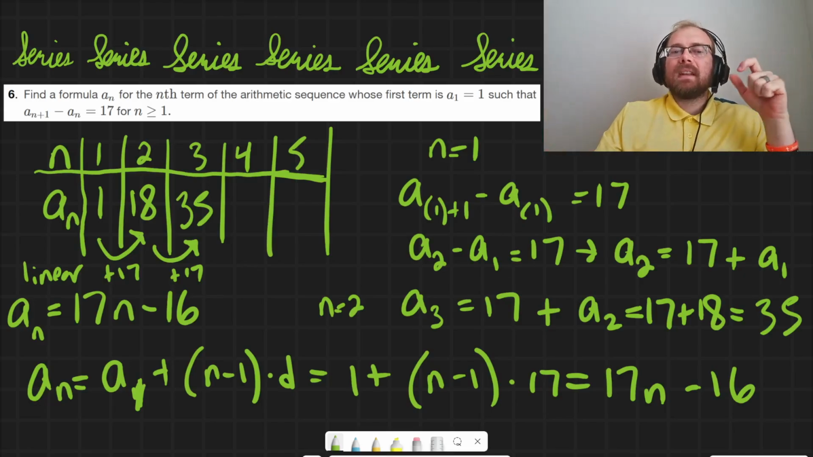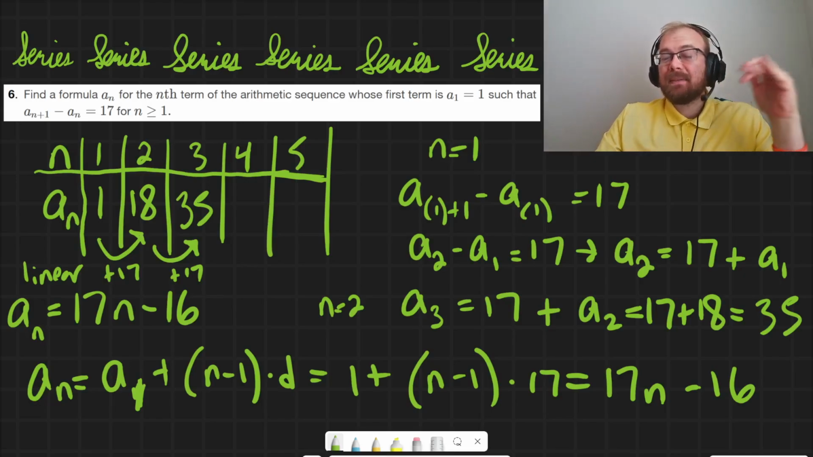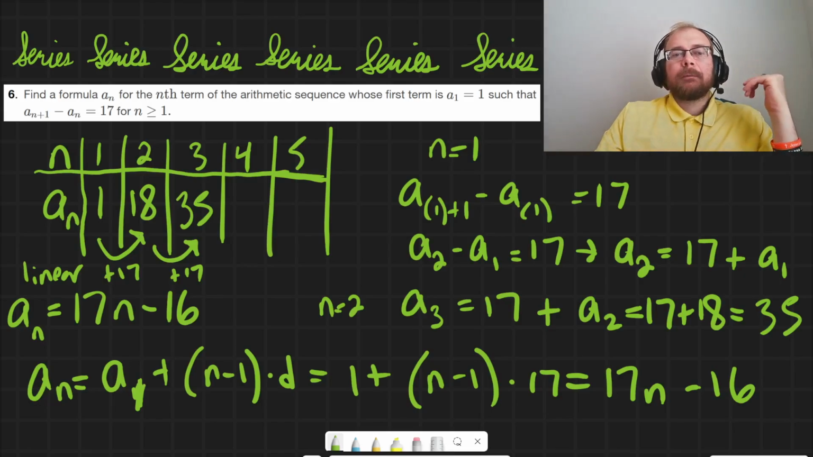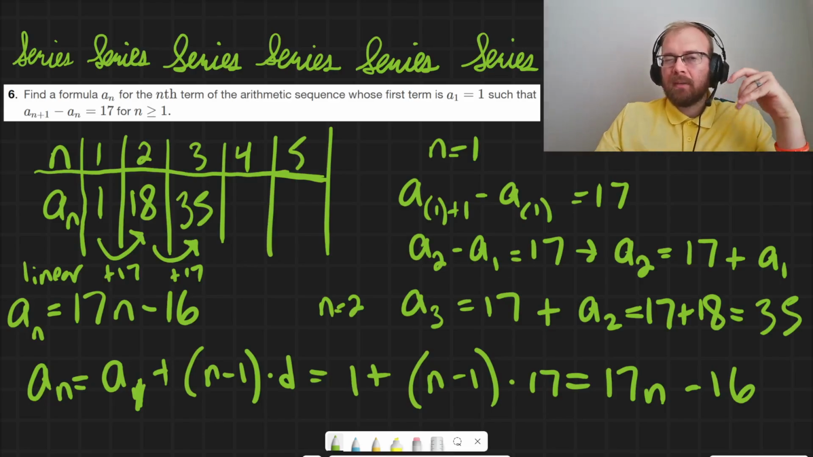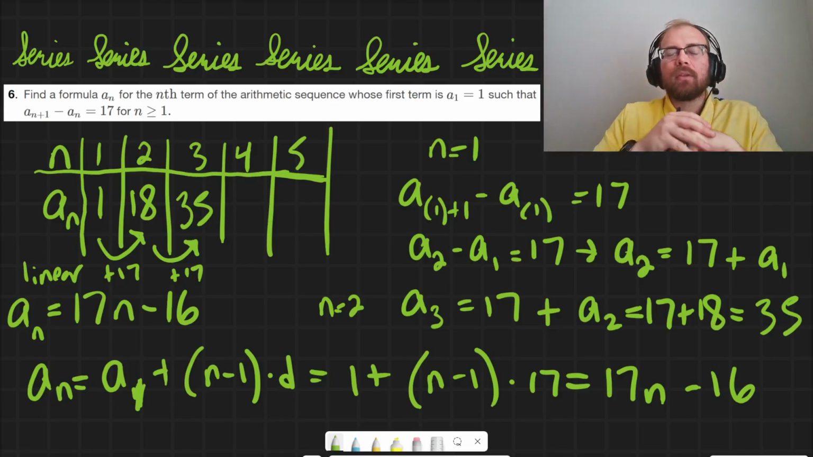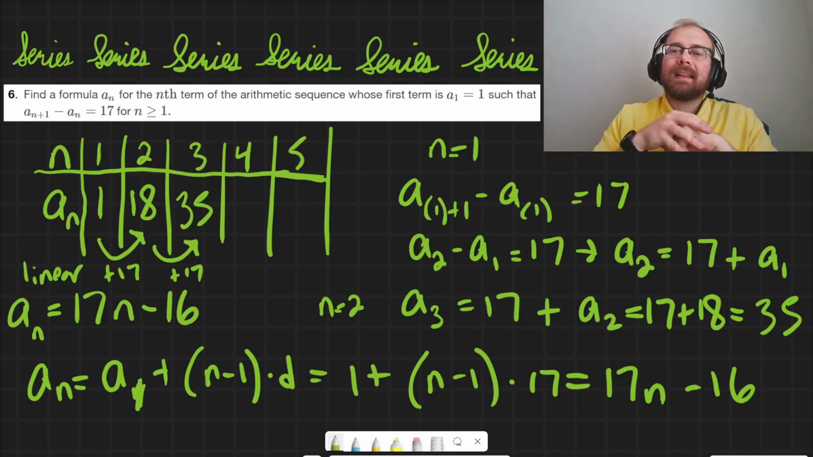I kind of did it where I said, let's just write the pattern. The pattern would be 17n, since it's plus 17 every time. And then what I have to do is make the first term fit. So I'm kind of thinking of it as a puzzle. But you could also just use the arithmetic sequence formula and get the answer that way. So it's up to you how you want to do that, but that's the answer. So lock it in, final answer.